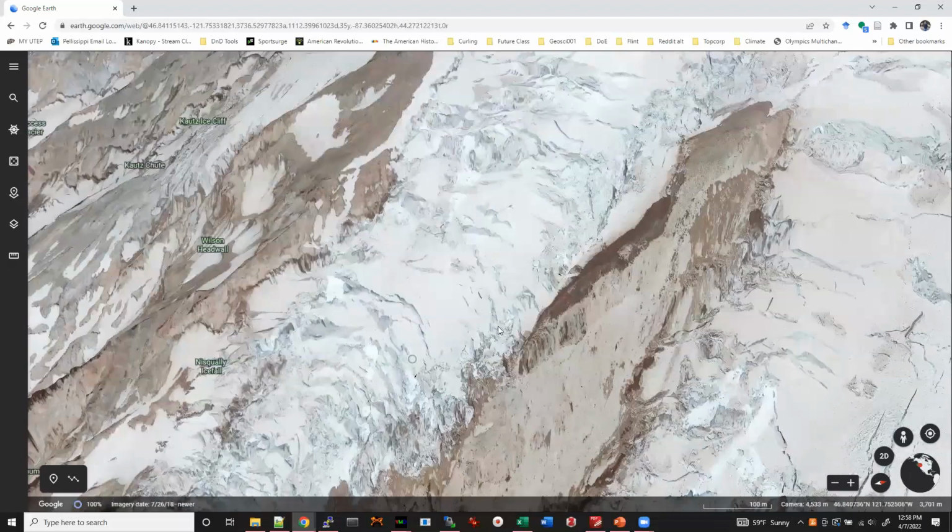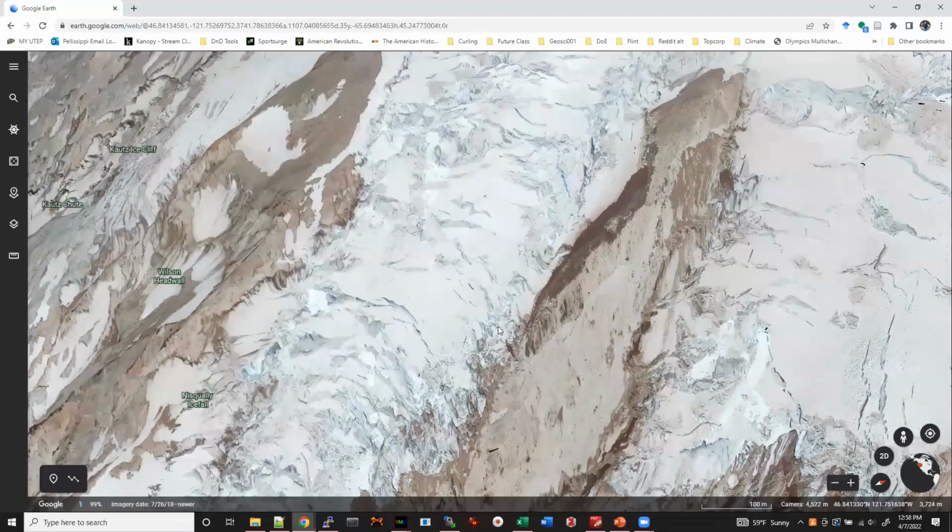Those crevasses can be pretty dangerous if you're climbing one of these glaciers, if you're mountaineering in a glacial area and you accidentally fall into one of those crevasses, you're not likely to survive.